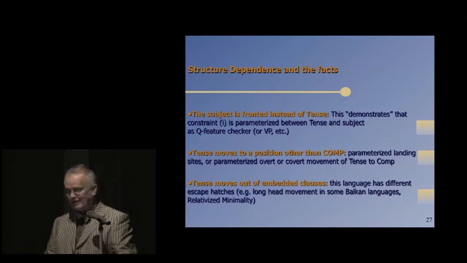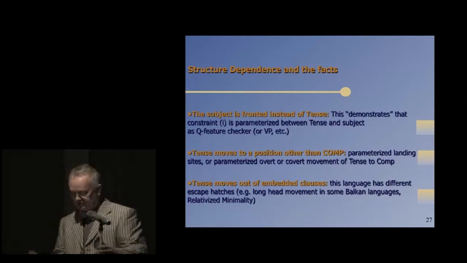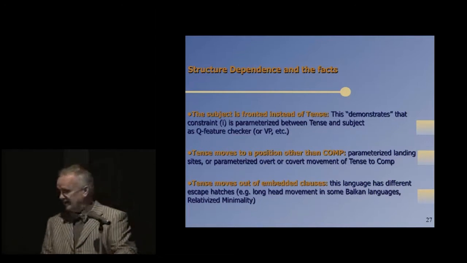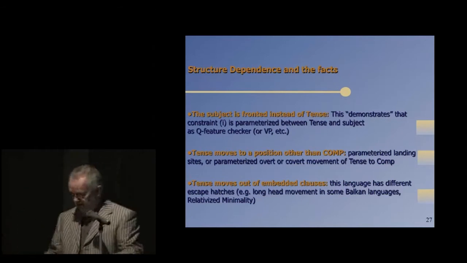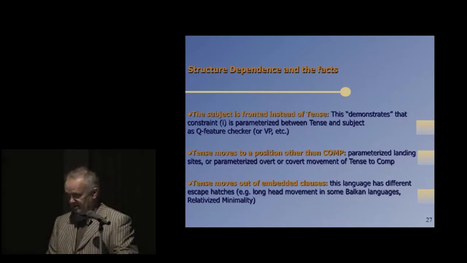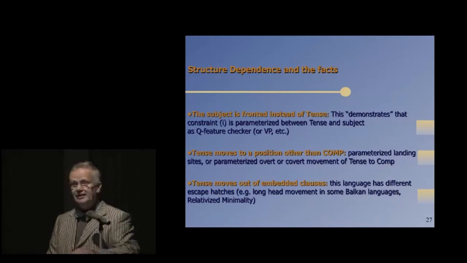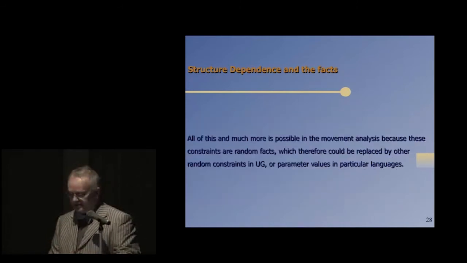Suppose tense moves out of the embedded clause. Well, you'd say this language has different escape hatches, or it has something along what you find in long head movement in some Balkan languages, or you could appeal to minimal relativity, so that it's the element downstairs that has the Q feature. That's the element that's going to move to the top sentence because no such element is in the main sentence in that particular language. It's very easy to find cases like that and to find a solution for them.